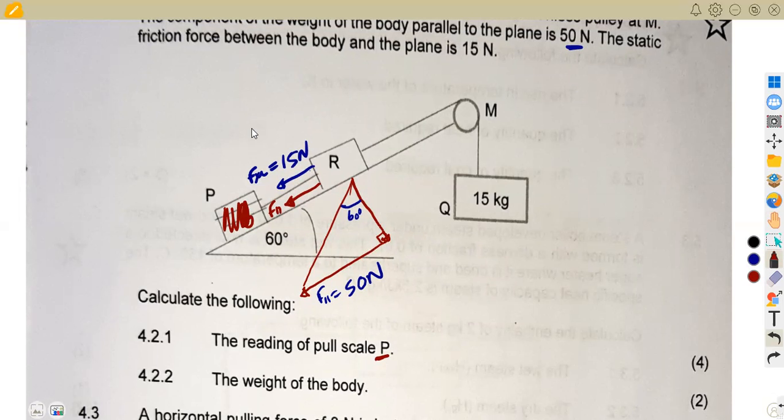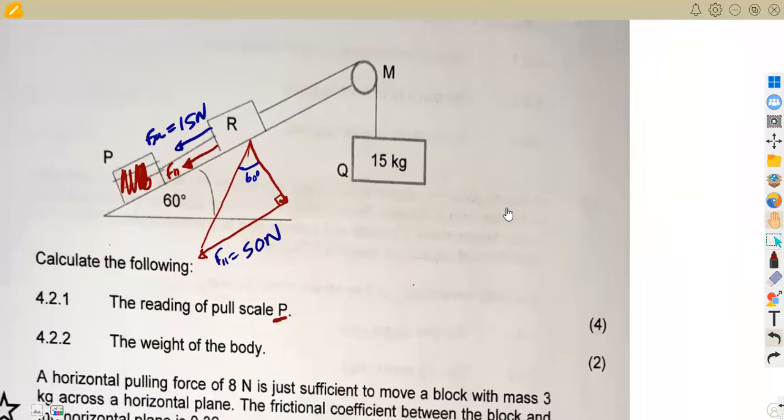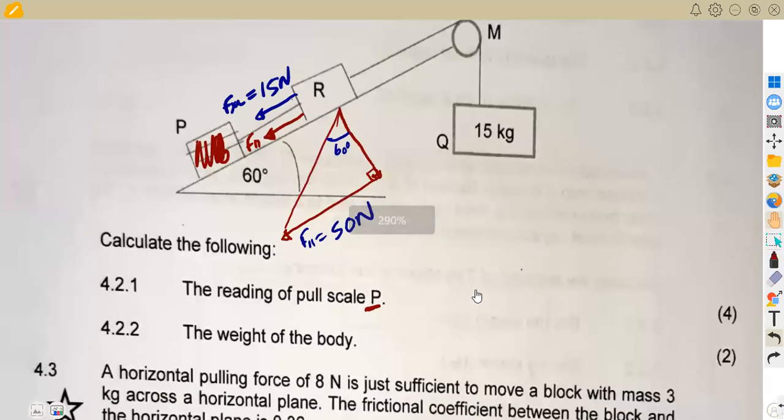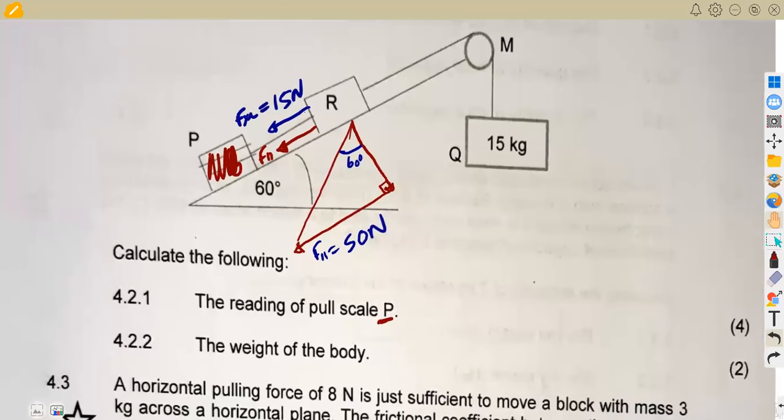How are we going to do this? That is the question now. How is this possible? For us to have the reading at P, we simply need the value of the force that is affecting, so let's say the tension in actual sense. Having the tension there at P, I want you to see what is happening here. If we consider what is happening here, we are taking this object, the object that is of 15 kilograms in this case.